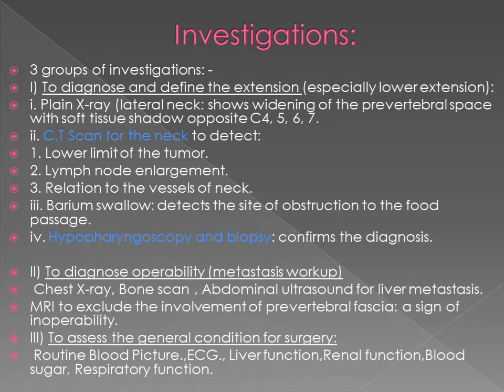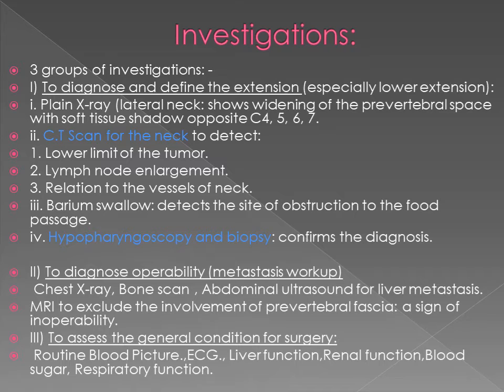Investigation has three groups. Group number one: diagnose and define the extension, especially the lower extension. We start with plain X-rays. Sometimes there is widening of the prevertebral space with a soft tissue shadow opposite the cervical vertebrae, and the choice will be the CT scan. A high-resolution CT scan of the neck to the lower limit of the tumor, the enlarged lymph nodes, and the relation to the vessels of the neck. Barium swallow also helps detect the site of obstruction of the food passage, preparing for hypopharyngoscopy and biopsy under general anesthesia to confirm the diagnosis.